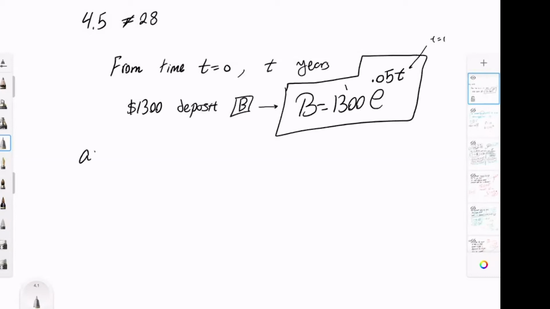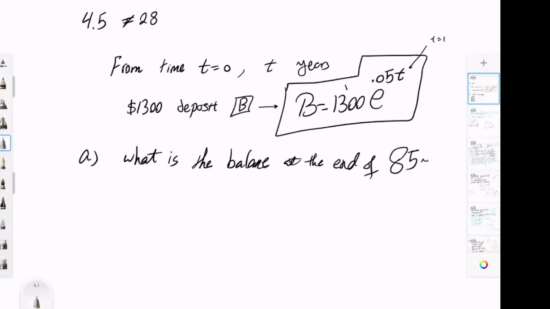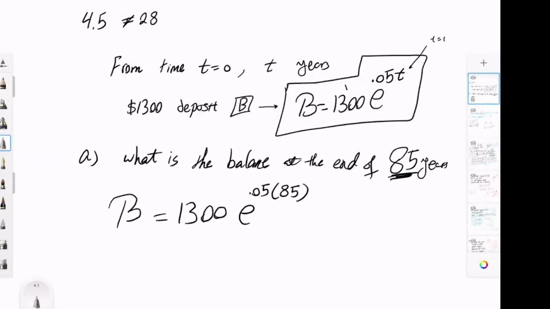But part A, they're asking what is the balance at the end of 85 years. Why that many years? Correct, they said 85 years. Well, I don't care how much money is there because I'm not here. It's 1300 e to the power 0.05 times 85, correct? This gives you how much money you're going to have.